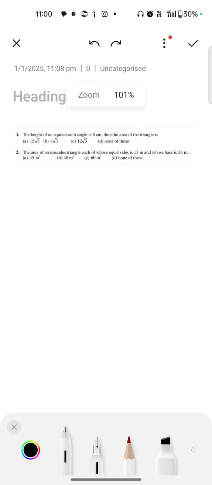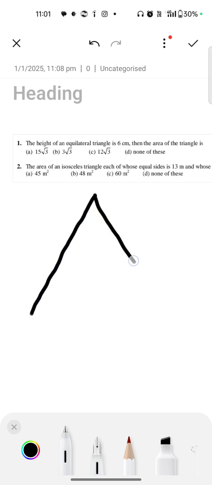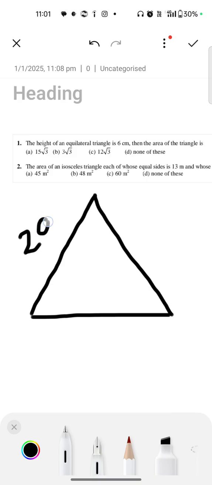There are two questions. The first question says that the height of an equilateral triangle is 6 centimeter. For this, we have to make an equilateral triangle. Suppose I have made here an equilateral triangle. All the sides are equal here. Suppose it is 2a. This is 2a, this is 2a, this is 2a. I assumed it as 2a. All the sides are equal since it is an equilateral triangle.